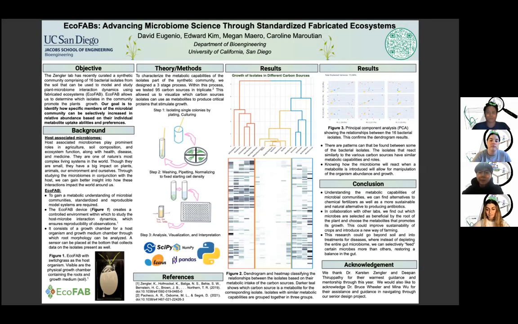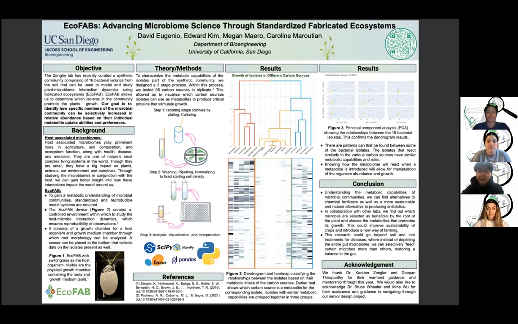Stage 2 consists of washing, pipetting, and normalizing to a fixed starting cell density. First, the isolates were washed by multiple centrifugation to separate isolates from the media. Then these isolates were pipetted into Biolog plates with 95 different carbon sources to characterize the favorable carbon sources. These were prepared in triplicates to eliminate any potential human errors. Also, the concentration of isolates was normalized through dilution of media. Then isolates were measured through the spectrophotometer for initial measurements and measured again after 1 week of growth.